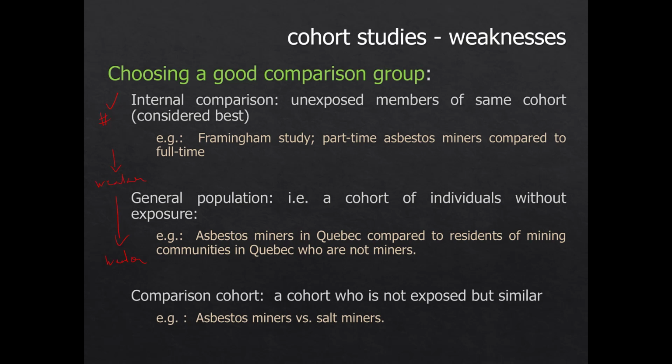Weaker and weaker. So with the general population, we have a cohort of individuals without exposure. So asbestos miners in Quebec compared to residents of mining communities in Quebec who are not miners. So we find another group, so we have two groups that we compare that are relatively similar. And then a comparison cohort is a cohort who is not exposed but similar. So we look at asbestos miners versus salt miners to see if asbestos mining exposure leads to some sort of poor health outcomes.